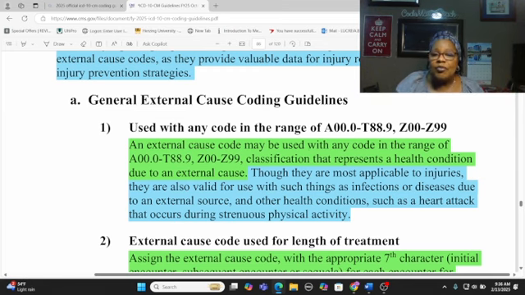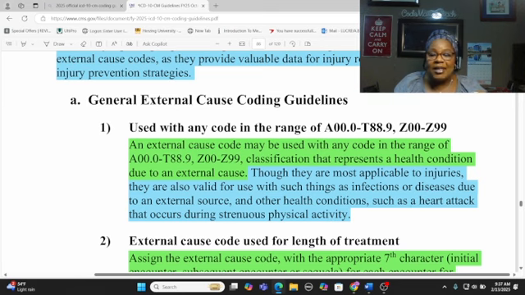An external cause code may be used with any code in the range of A00.0 through T88.9 and Z00 through Z99 classification that represents a health condition due to an external cause. So look out, see if there's any type of injury. If there is, then look for an external cause code for it. Though they are most applicable to injuries, they are also valid for use with such things as infections or diseases due to an external source and other health conditions such as a heart attack that occurs during strenuous physical activity.